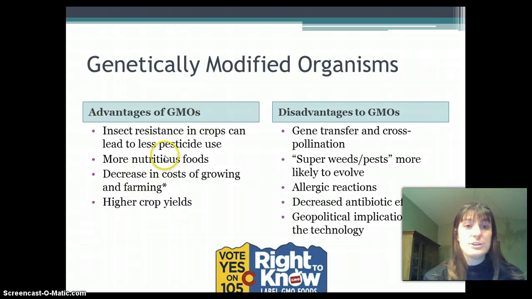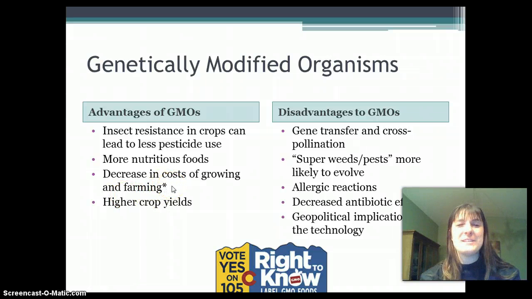It can create more nutritious foods. So if you take the gene for something that is nutritious and put it into the organism that you are looking at, then it may create more nutritious foods. It can decrease costs of growing and farming. So there's an asterisk here because there's a lot of different issues about this point. The idea is that it could decrease costs of growing and farming, but too often it actually does the exact opposite.